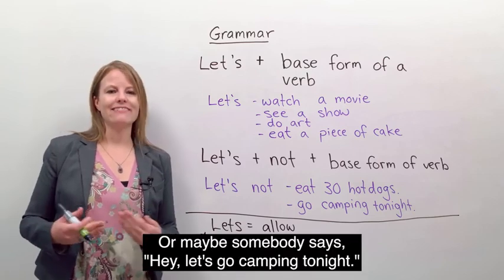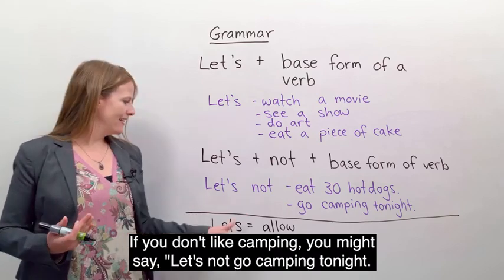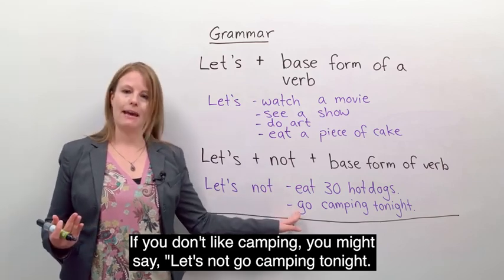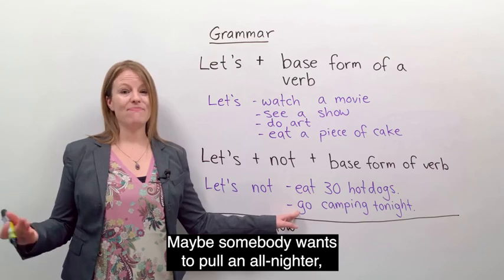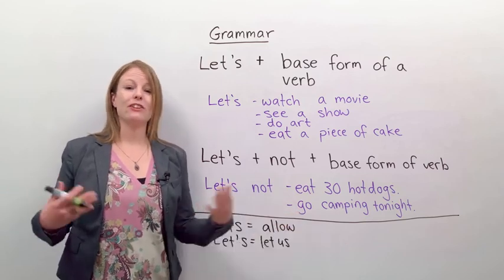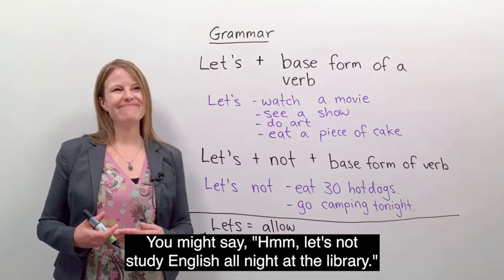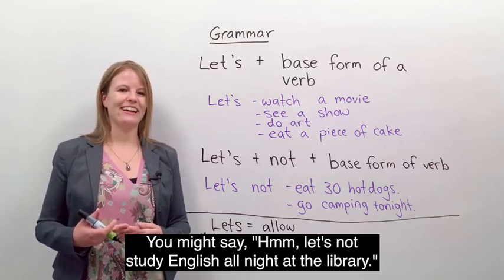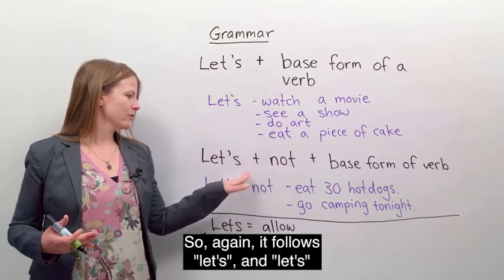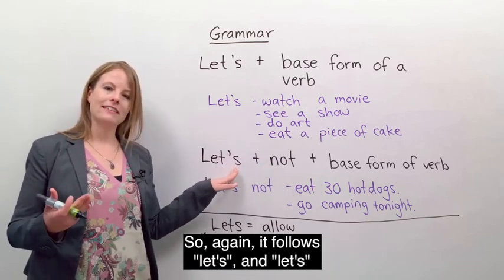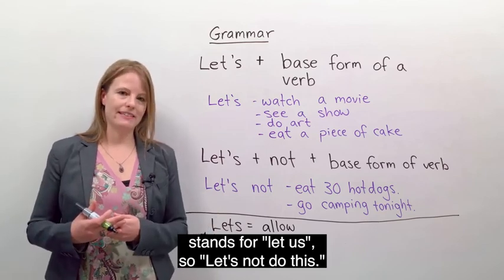Or maybe somebody says, hey, let's go camping tonight. If you don't like camping, you might say, let's not go camping tonight. Let's do something else instead. Maybe somebody wants to pull an all-nighter, stay up all night studying English at the library. You might say, let's not study English all night at the library. So these are some examples of how to use not. So again, it follows let's, and let's stands for let us. So let's not do this.